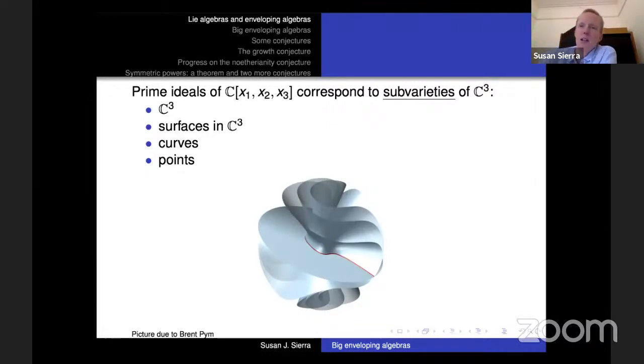Here's a picture of some of the subvarieties of real three-dimensional space, just to give you a sense of what the geometry of three space, the algebraic geometry of three space looks like. So now I want to compare what's happening with the enveloping algebra.